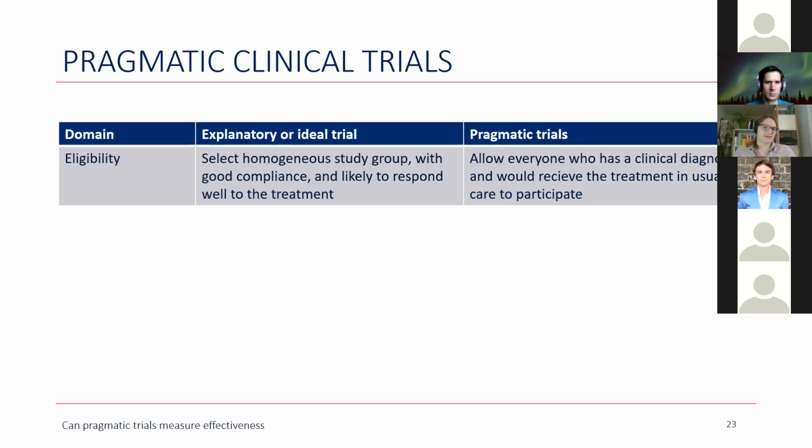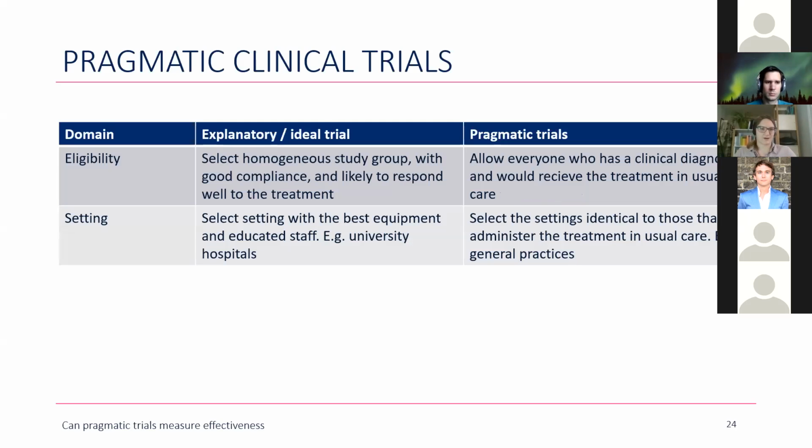The first domain is eligibility of patients. This is, I guess, the most well-known and the most discussed domain of pragmatic trials. So usually explanatory trials select a very homogeneous study group with very good compliance, who are very likely to respond well to the treatment. Whereas for pragmatic trials, it's basically everyone who has a clinical diagnosis and would receive the treatment in clinical care who is allowed to participate in the trial.